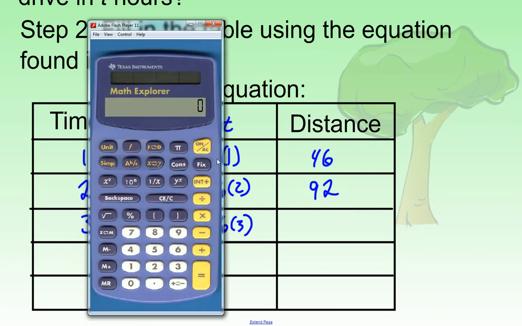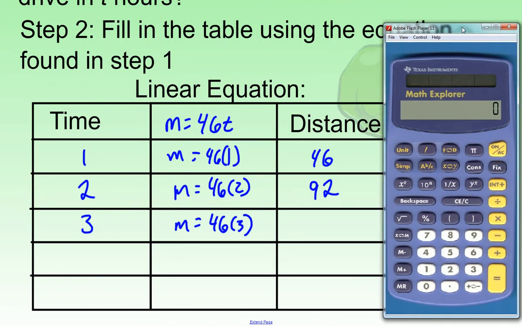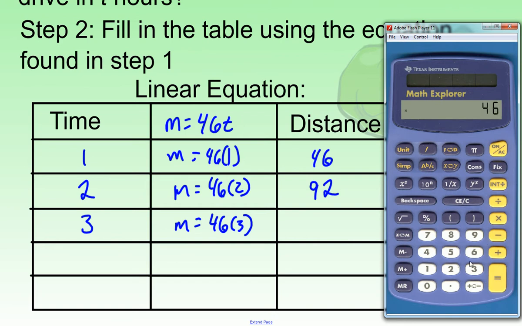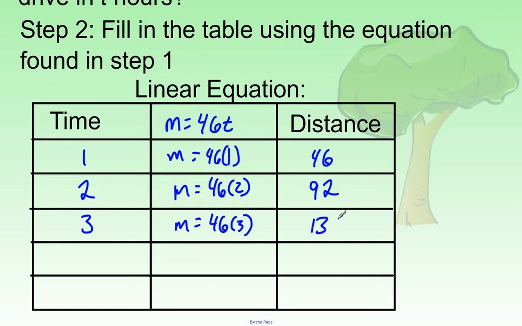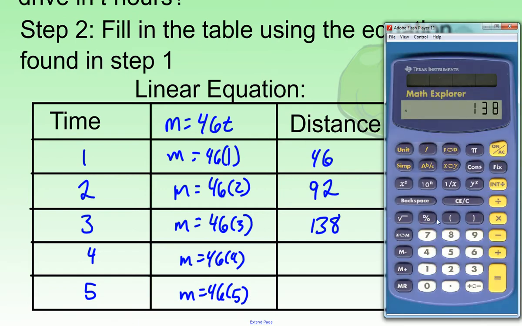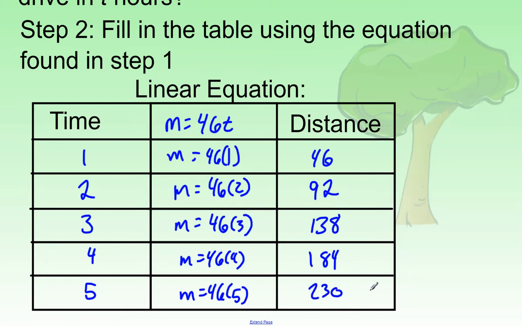46 times 3, that one I'm a little sketchier on in my head. Here we go. 46 times 3 is 138. And 4 and 5. m equals 46 times 4. m equals 46 times 5. All right, let's see. 46 times 4 equals 184. And then 46 times 5 equals 230. All right, so we have a table of values.